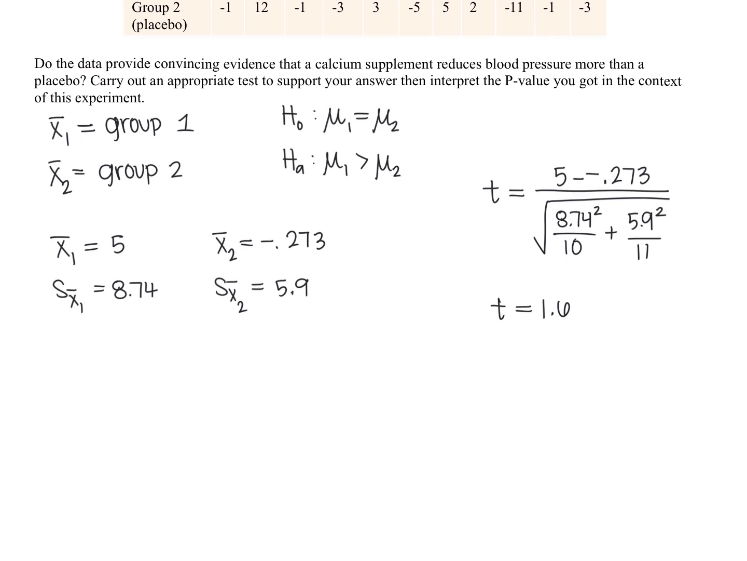So the way we calculate our p-value, we're going to go to TCDF. Our lower bound is going to be 1.6. Our upper bound is our 9s. And then for our degrees of freedom, our smaller sample size is 10, so our degrees of freedom are going to be 9. And we're going to get 0.072.